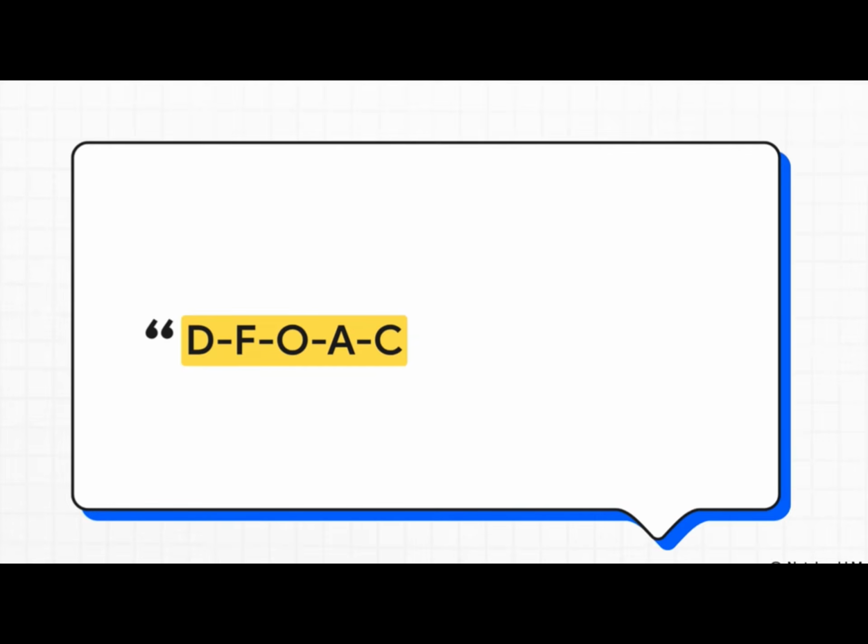So to keep all these different transport methods straight, here's our second mnemonic for the day. DFOAC. We've got D for simple diffusion through the bilayer, F for facilitated diffusion using proteins, O for osmosis, the special case for water, A for active transport, which needs that ATP, and C for that clever co-transport that uses one gradient to power another. DFOAC.